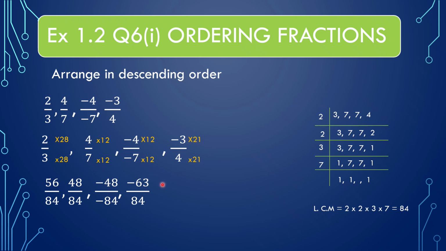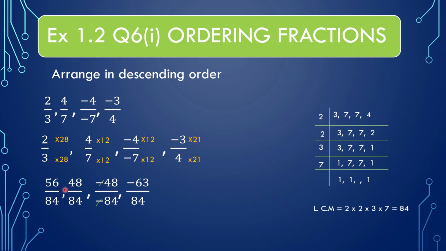Now start comparing the numerators as the denominators are same. But look here, we have a negative sign on the numerator and a negative sign in the denominator. So they can be eliminated and this fraction is now positive. It means this is a positive fraction and it will be greater than the negative fraction. We have two positive fractions here. 56 is greater than 48.